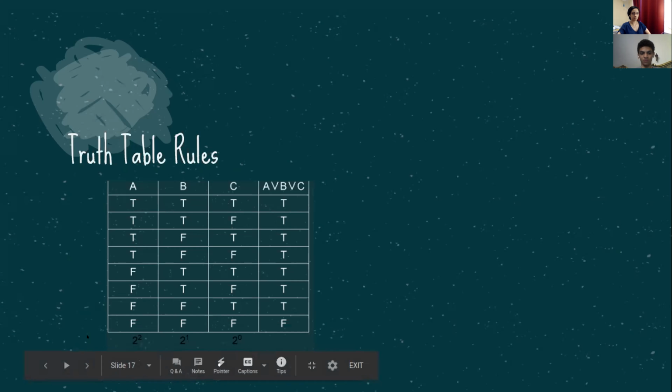So after 2 power 3 times, you consider the true case. You start considering the false case 2 power 3 times, etc. Of course, the output does not have a rule because it depends on your inputs. So if you look at this output, you find that it does not really follow any rule because it just depends on the truth values of these statements.